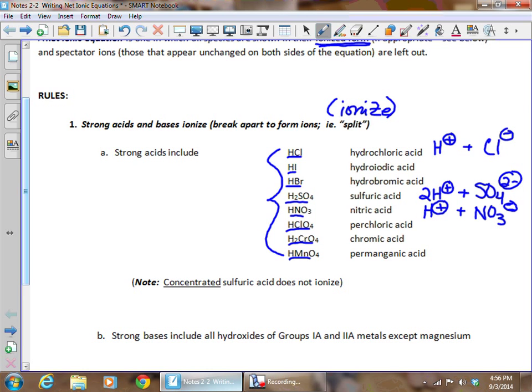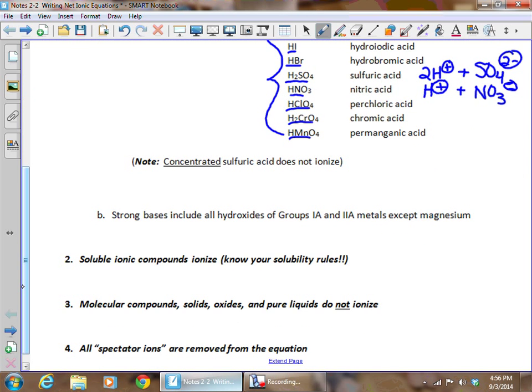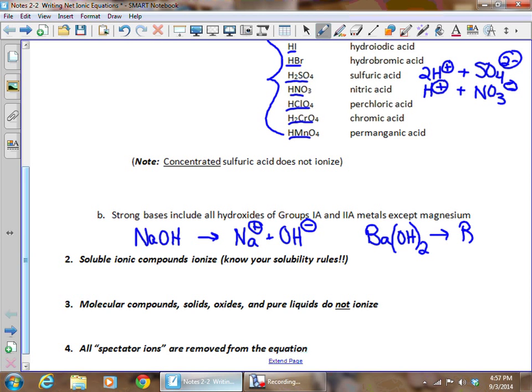The strong bases include all of the hydroxides of group 1A and 2A metals except magnesium. Some examples: sodium hydroxide is going to split or ionize into Na+, and then the hydroxide OH- comes off. If you have something like barium hydroxide, when it splits or ionizes, we're going to show that it forms barium ions and hydroxide ions. So that's how we're going to show the ionization of those.